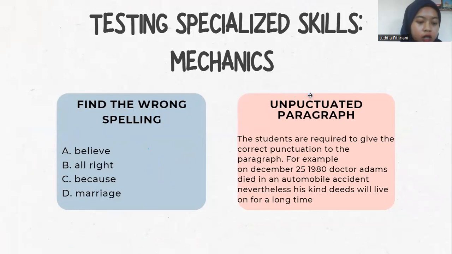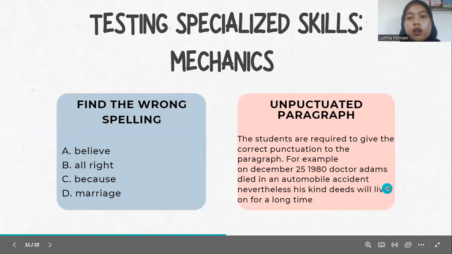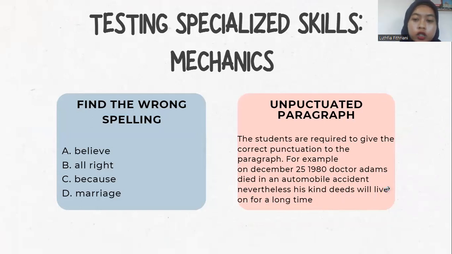Unpunctuated paragraph. The students are required to give the correct punctuation to the paragraph. For example, the teacher will give a passage without punctuation, without capitalization, and the students are asked to give the correct capitalization and punctuation in the passage.